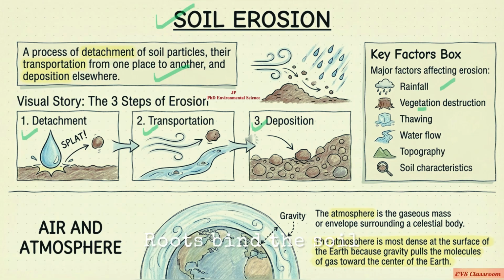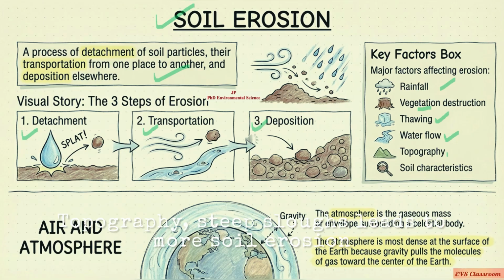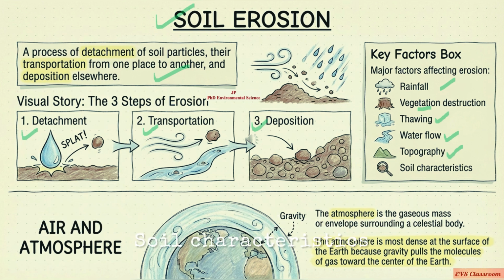Vegetation destruction. Roots bind the soil. Without plants, soil erodes easily. Thawing. Freezing and melting loosens soil particles. Water flow. Fast moving water removes soil quickly. Topography. Steep slopes lead to more soil erosion. Soil characteristics. Loose sandy soil erodes faster.